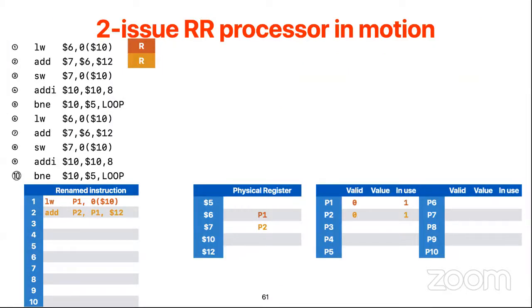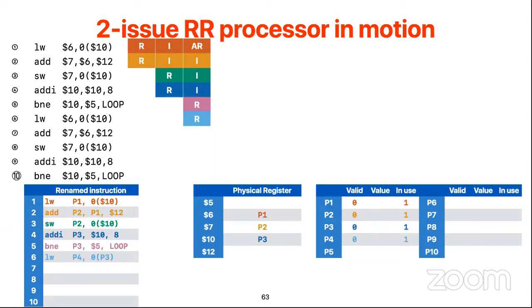Right, so if you have a two issue superscalar processor with register renaming, this is what it looks like. In the first cycle, I can rename two instructions. And again, I just rename two instructions at a time, and I just put these two instructions in a queue. And the next cycle, I just keep renaming two instructions like this.